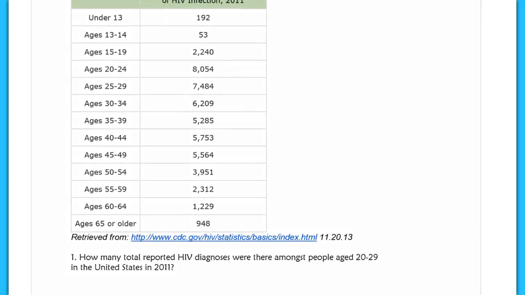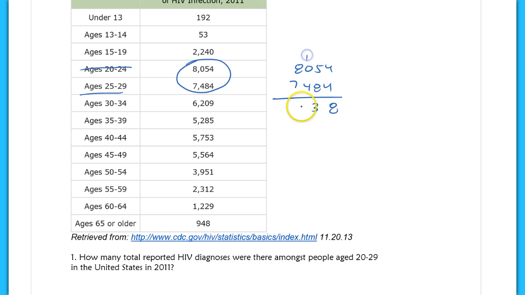So I'm going to look for the 20 to 29, and I'm going to add together the age range from ages 20 to 24 all the way up through 25 to 29. So these two numbers are going to be added together. So I'm going to have 8,054 plus 7,484. You could use a calculator for this, but I think you should be able to add these numbers without one. And I'm going to be left with 15,538. I'm going to label my answer with people. Always make sure you're labeling your answer.